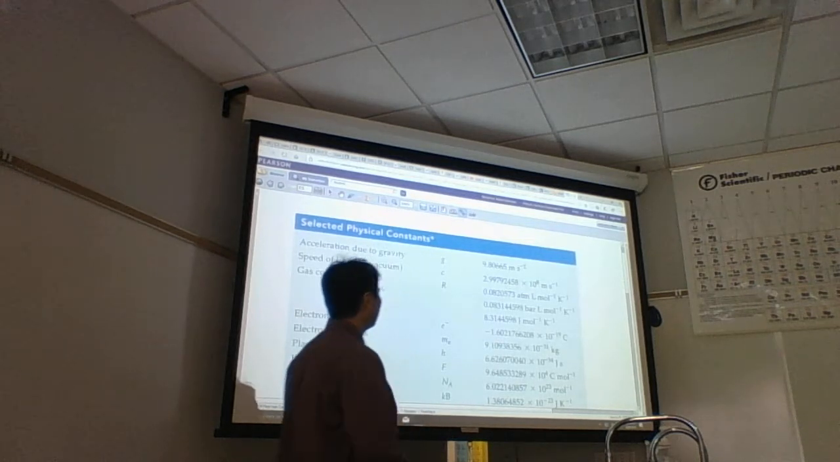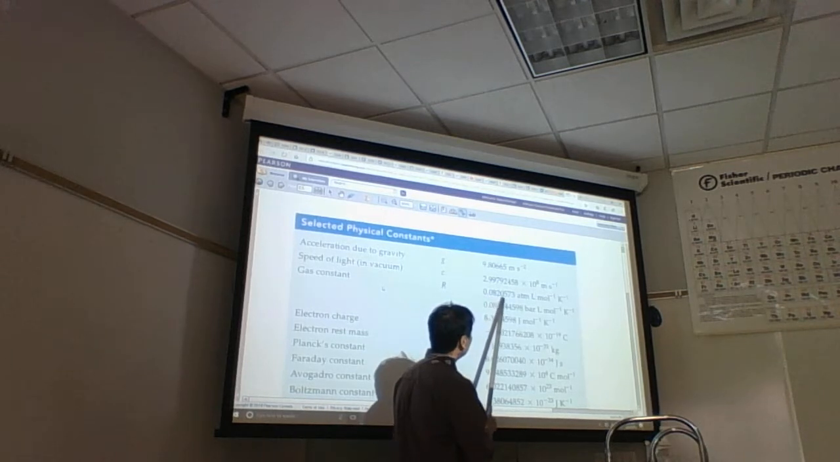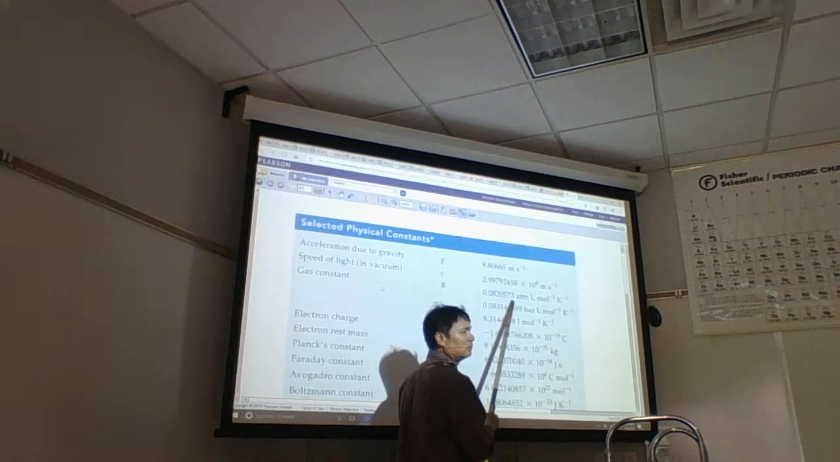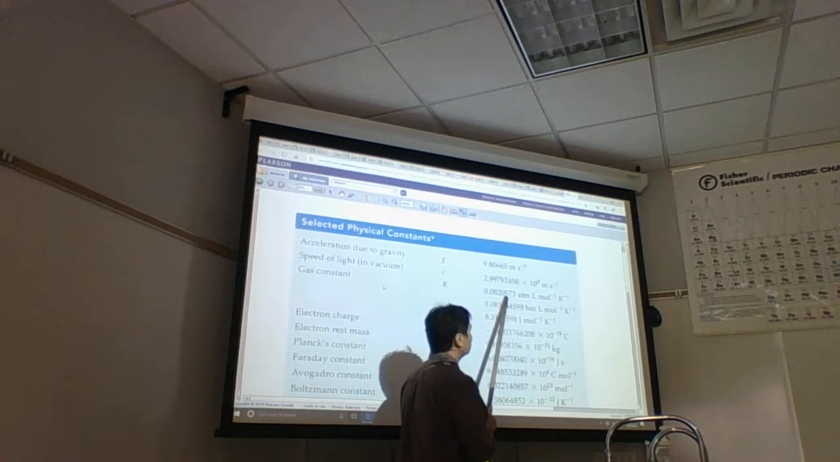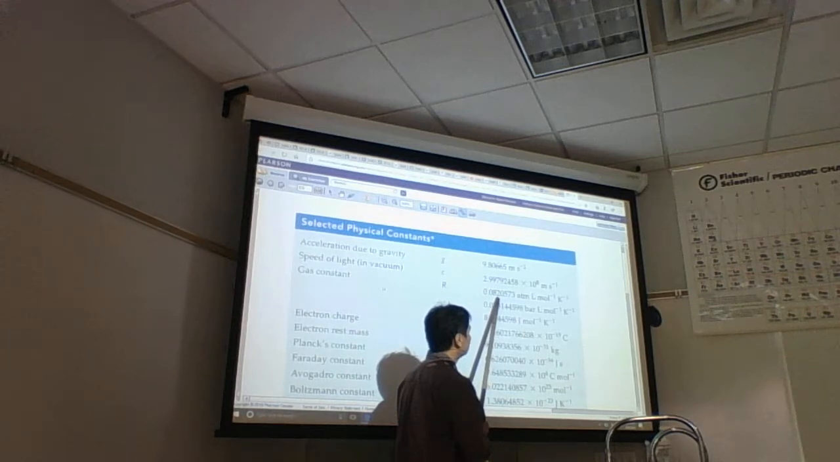We have something called the gas constant R, which is 0.0820573. Exact number or approximate? Again, approximate number. How many sig figs is it? 6 sig figs. Good. Does everybody see that? This is 6 sig figs.